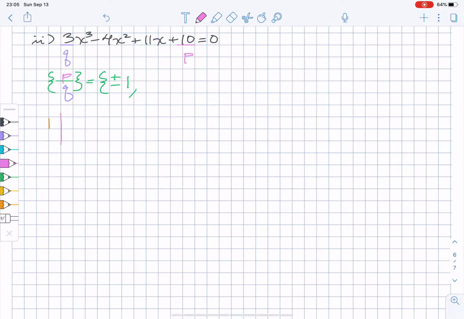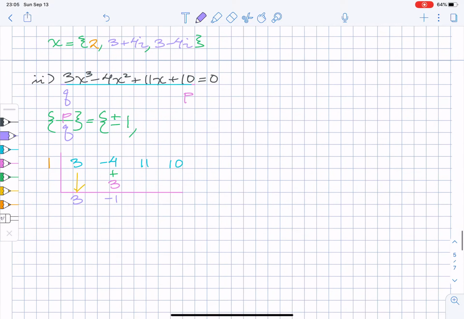So, upside down division symbol, coefficients in descending order are going to be 3, negative 4, positive 11, and positive 10. So we drop down the 3. 3 times 1 is 3. Add these together, we get negative 1. Negative 1 times, oh no, it doesn't work. I lied to myself. Okay, that's not a negative 10, that's a positive 10. Oh well, it does not work. Okay, so at least we know that.